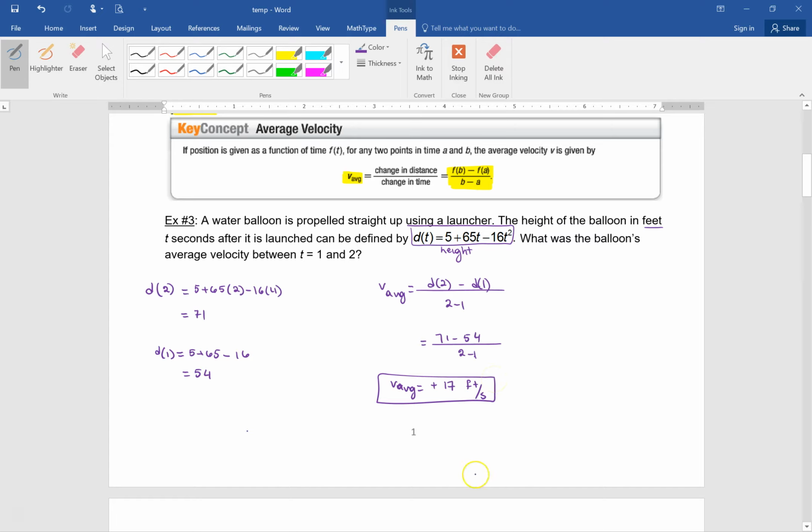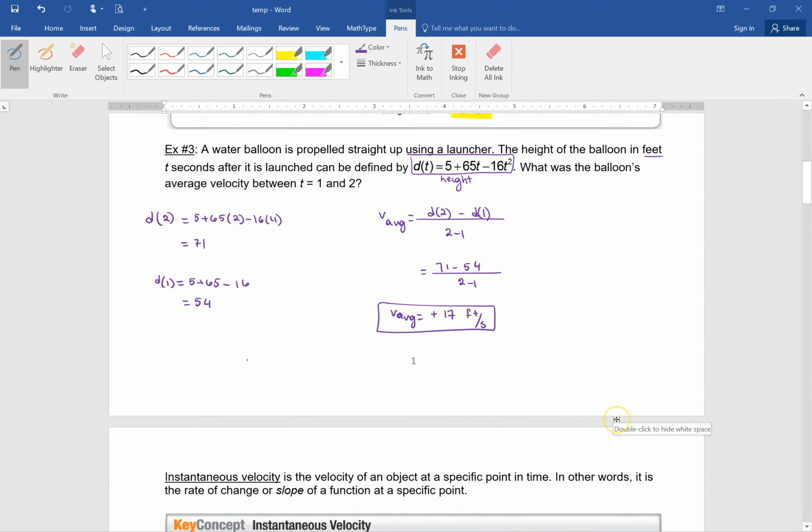Why does that make more sense? Because there's no such thing as negative velocity. You can go backwards. That's negative. That's negative velocity. So, velocity.